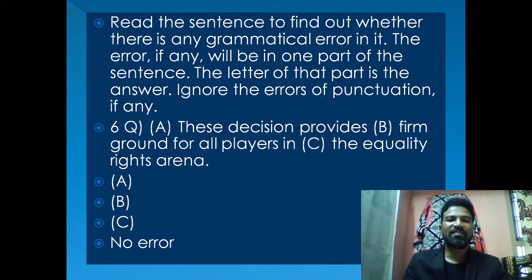Yes, you're right. The error is in option A. "These decision provides" is a wrong statement. It should be "this decision provides" or "these decisions provide". It could be either way, because "these" is a pronoun often used before plurals, which means it should be "these decisions". It should not be "these decision". Since decision is singular, it should be "this decision". So the error is in part A of the sentence. The answer is A.